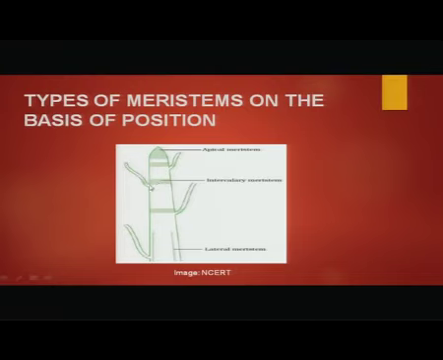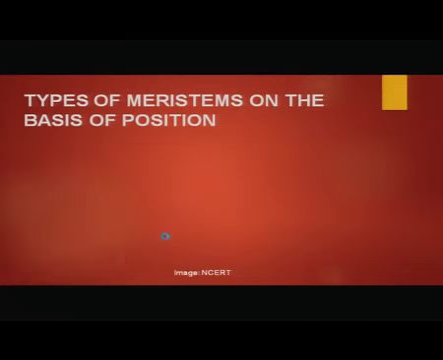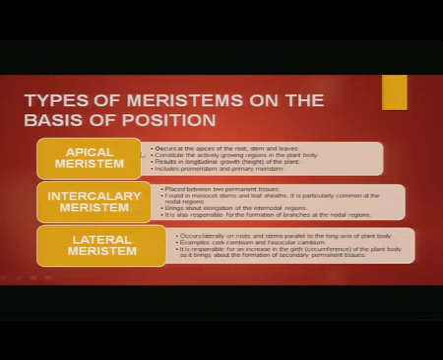The intercalary meristem is present at the nodes, and the lateral meristem runs parallel to the plant body and is somewhere in the lower regions of the plant. Moving back, the apical meristem, as I said, occurs at the apex of roots, stems and leaves. It constitutes the actively growing regions of the plants and results in growth of height of the plant. It includes the promeristem and the primary meristem.